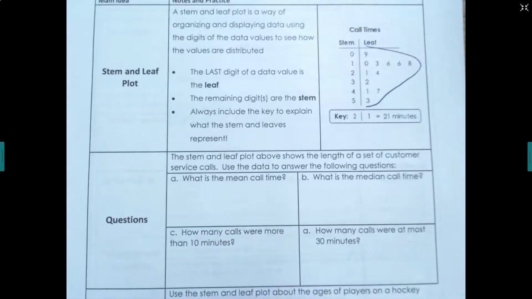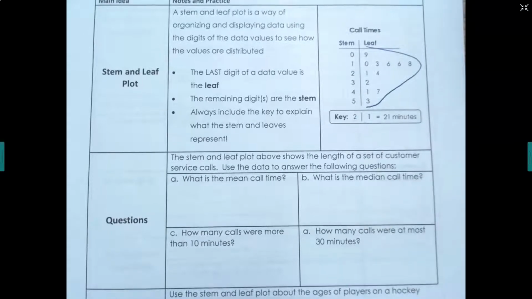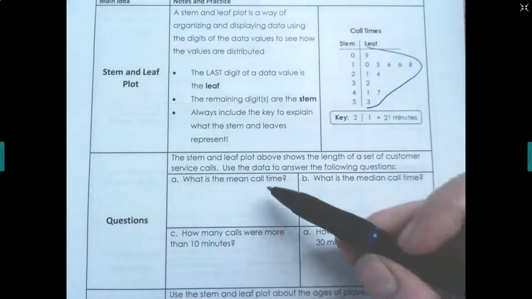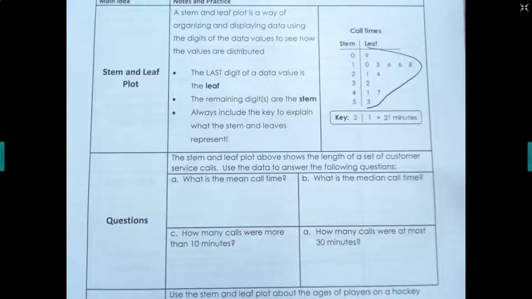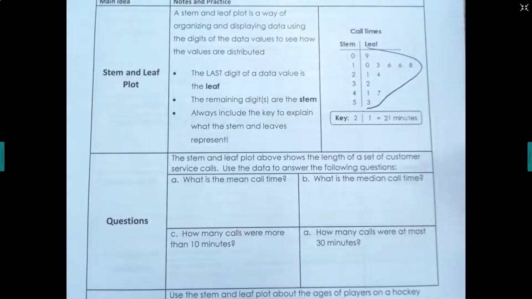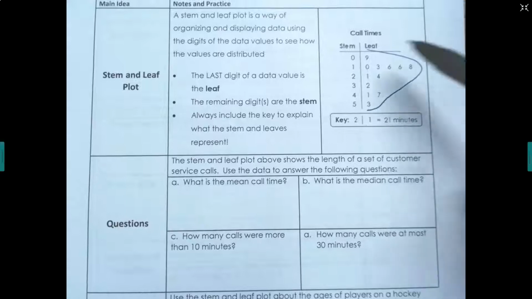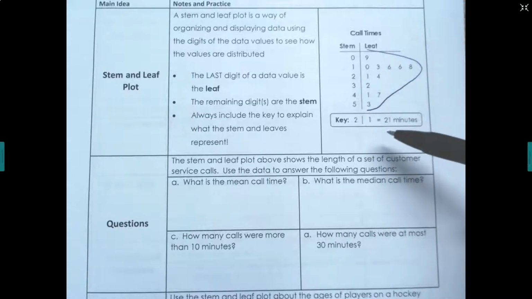So we're going to use this stem and leaf plot to answer these questions. The stem and leaf plot above shows the length of a set of customer service calls. Use the data to answer the following question. So what is the mean time? Alright, so you're going to find this the way you would find the mean regularly. You're going to add up all the values and divide by the total number of numbers.